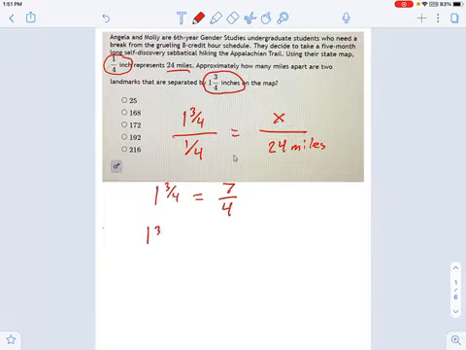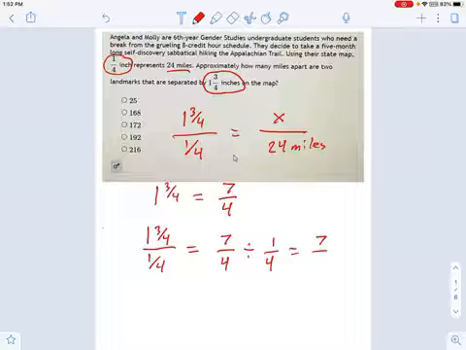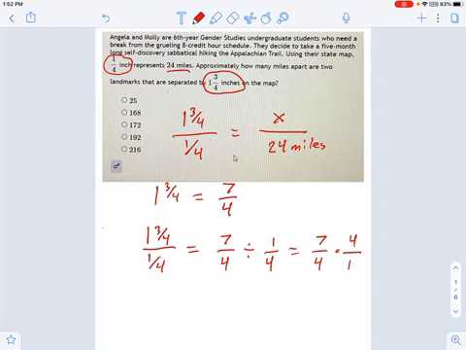That means 1 3/4 divided by 1/4 is just equal to 7/4 divided by 1/4. Now, why do I write it this way? I think it's more helpful with the division sign because then we can use keep, flip, change. Hope you guys remember how to divide fractions. 7/4 divided by 1/4 is just 7/4 times 4/1. Those 4's cancel out and this becomes 7.